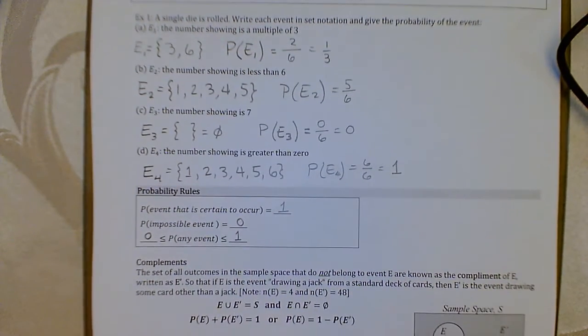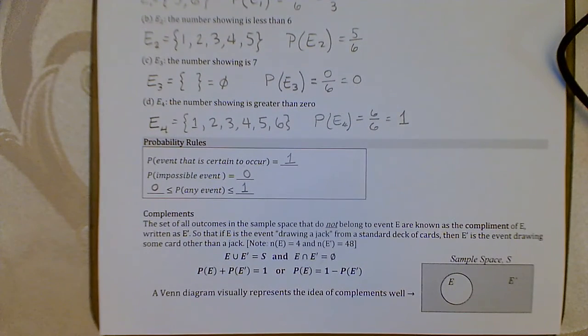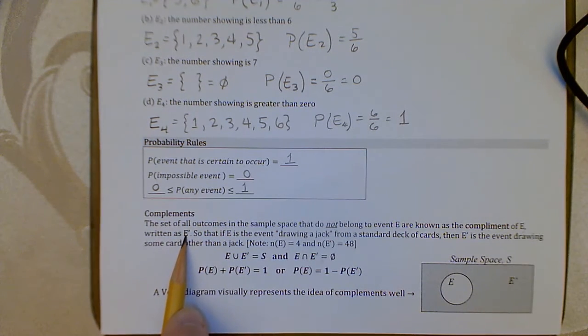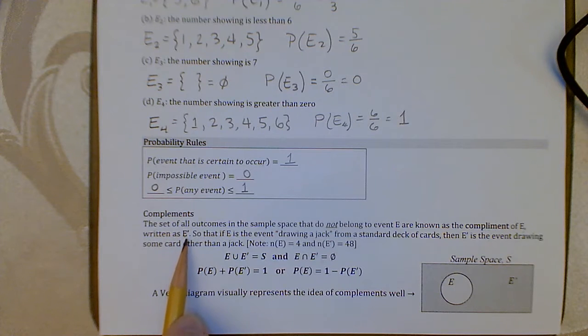All right, so complements now. The basic idea of complement. The set of all outcomes in a sample space that do not belong to event E is basically known as the complement of E. And so we'll denote the complement of E as E with a little apostrophe, or we'll call that E prime.